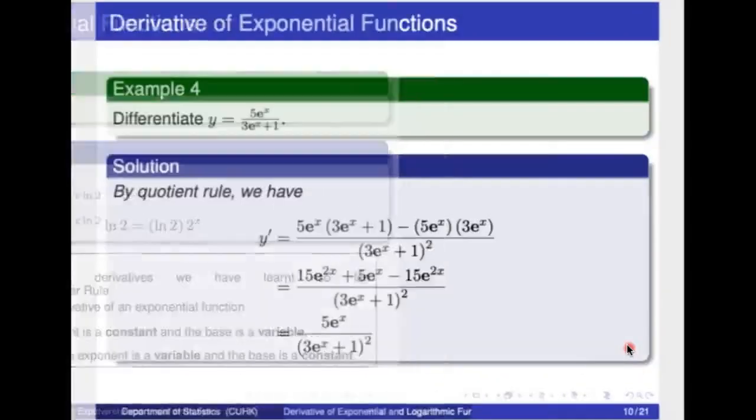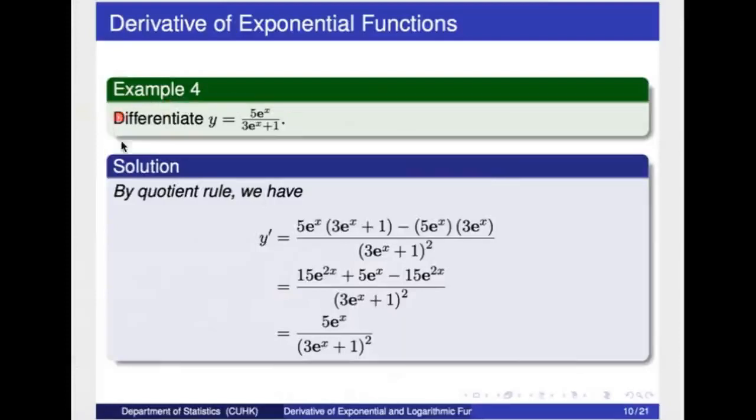Let's look at another example. Differentiate y equals 5e to the power of x over 3e to the power of x plus 1. By the quotient rule, we have y prime equals (5e to the power of 2x plus 5e to the power of x minus 15e to the power of 2x) all over (3e to the power of x plus 1) squared, which equals 5e to the power of x over (3e to the power of x plus 1) squared.